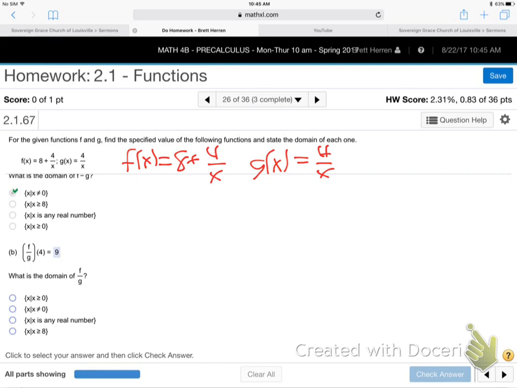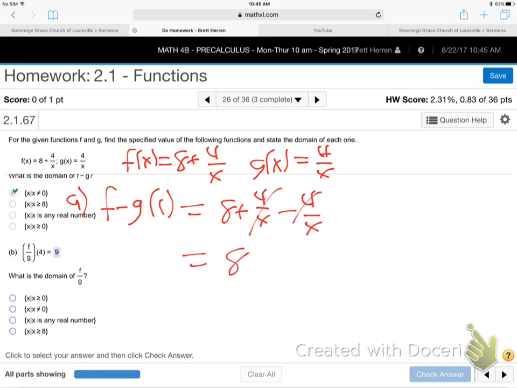Okay. And they want me to figure out f minus g of 1. The part A is kind of off the screen a little bit now. F minus g of 1. What does that mean? That means you take function f and subtract function g. And so those cancel. That's just 8. And you're done.